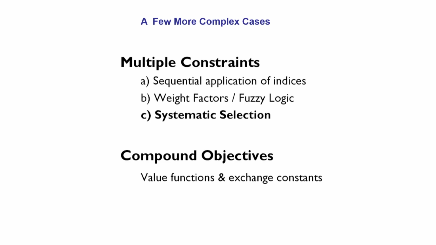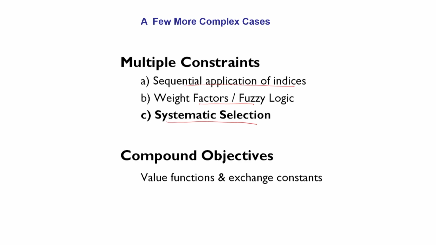Now, let us talk about a few more complex cases, like we can have multiple constraints. So, if we have multiple constraints, what do we do? Well, one way to do is that we can choose a material property index corresponding to each of these constraints and sequentially apply these indices, or you can use some weight factors or fuzzy logic, or you can go for a systematic selection.